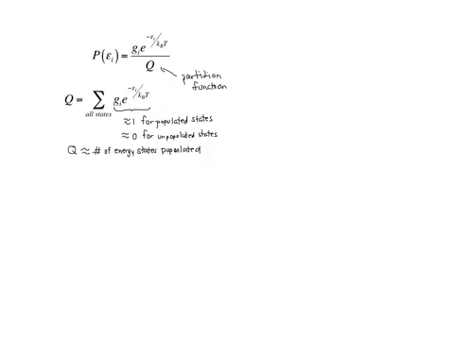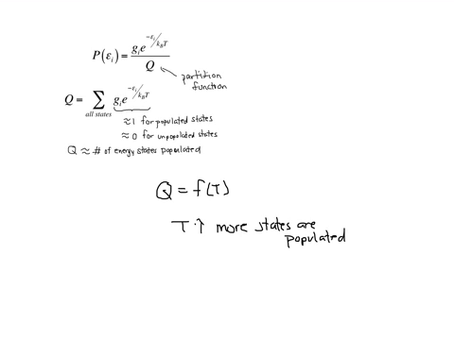It's important to note that the partition function is a function of the temperature. As the temperature increases, more states are populated, more states are accessible to the system. And as the temperature decreases, fewer states are accessible, and therefore fewer states are populated in the system.